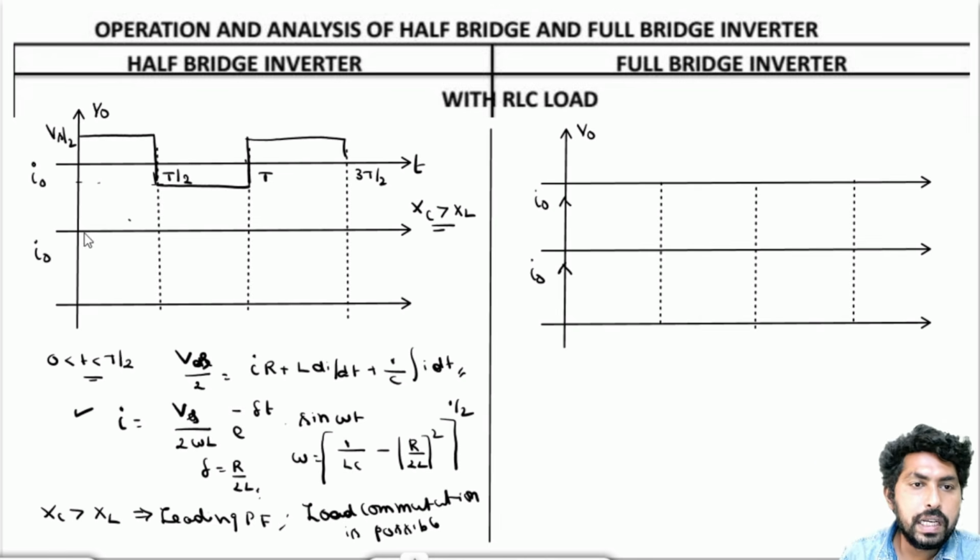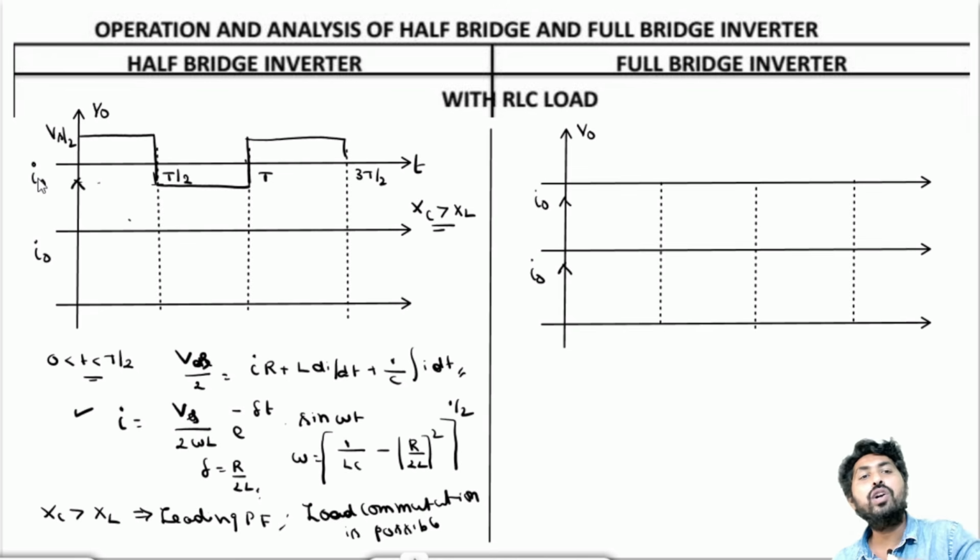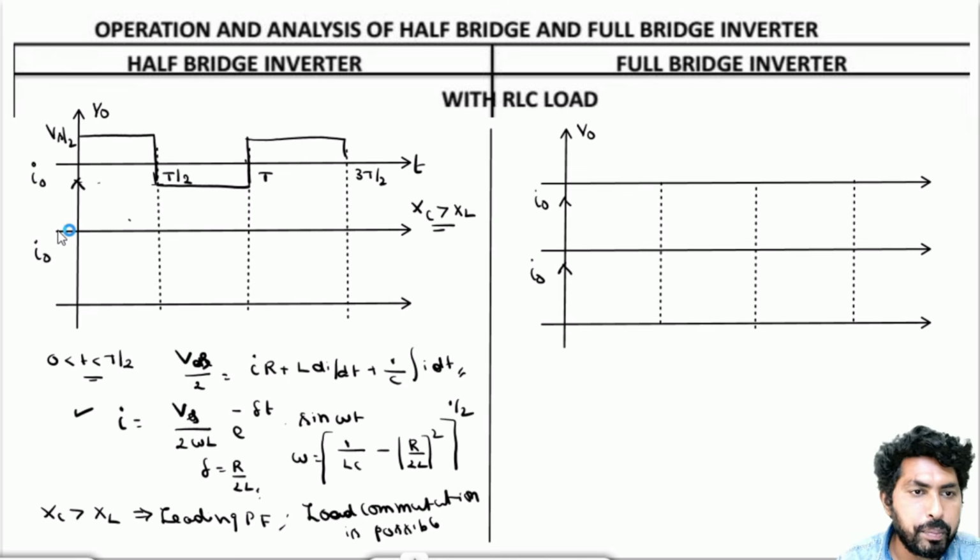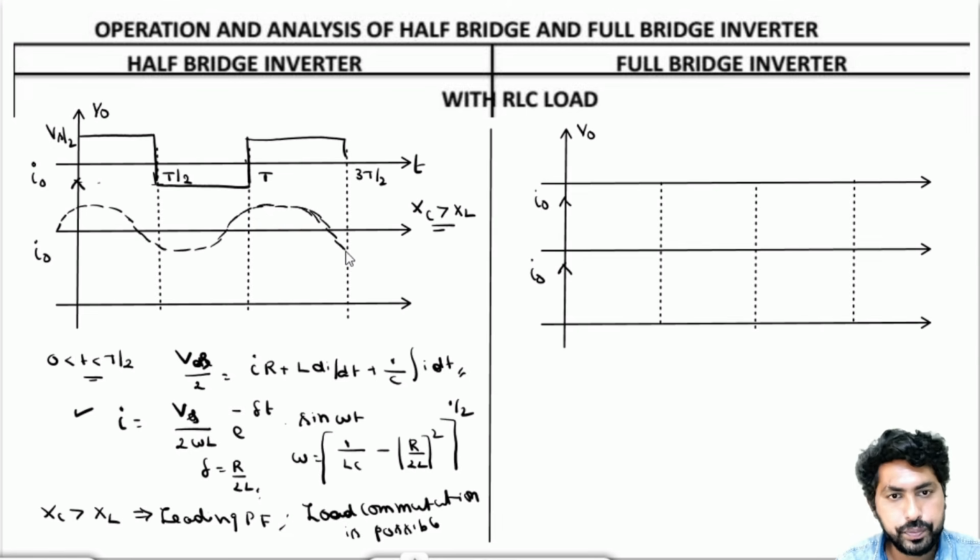Now let me draw the I0 value. How can I draw the I0 here? I0 should be sinusoidal, and since it is operating at leading power factor, I0 leads V0 by an angle phi. So I0 should start from here, leading by the angle like this. So the I0 will be like this here. At this stage, you are able to mark the devices.